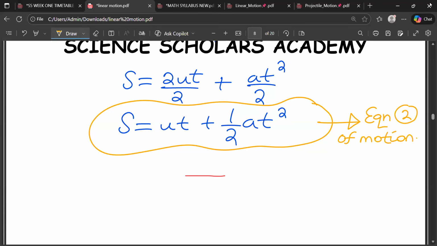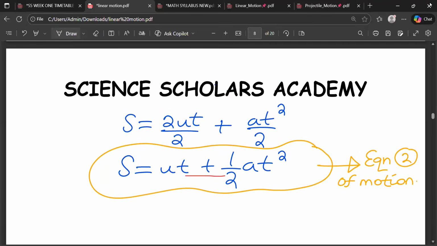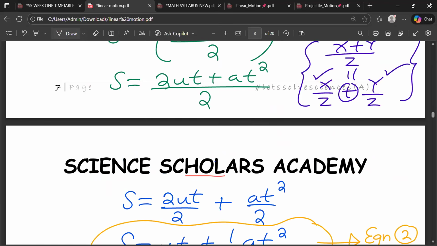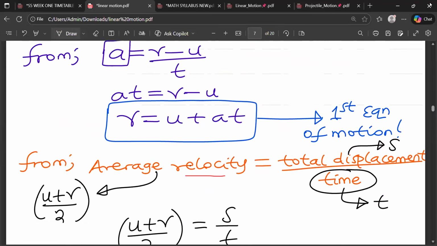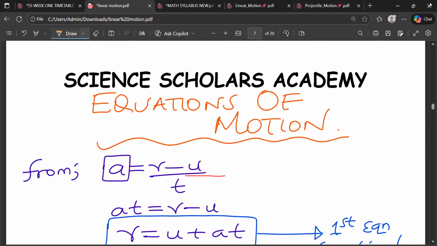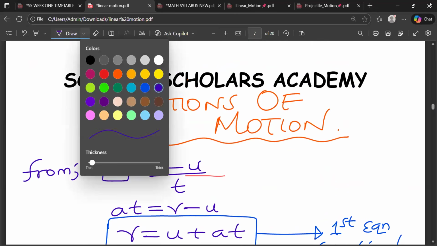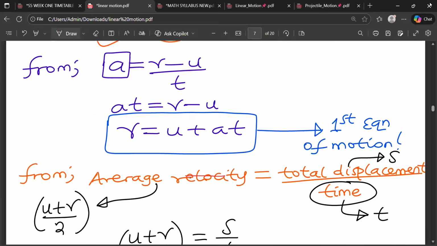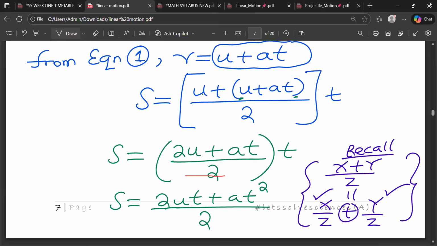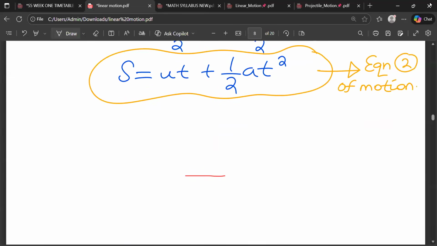Second equation of motion. Hope we are at the same page. That one is the second equation of motion. Okay. Now, what of the third? Because we all know the equations of motion are 3. So we have the first one from the definition of acceleration, the second from average velocity. We are now going to have the third.